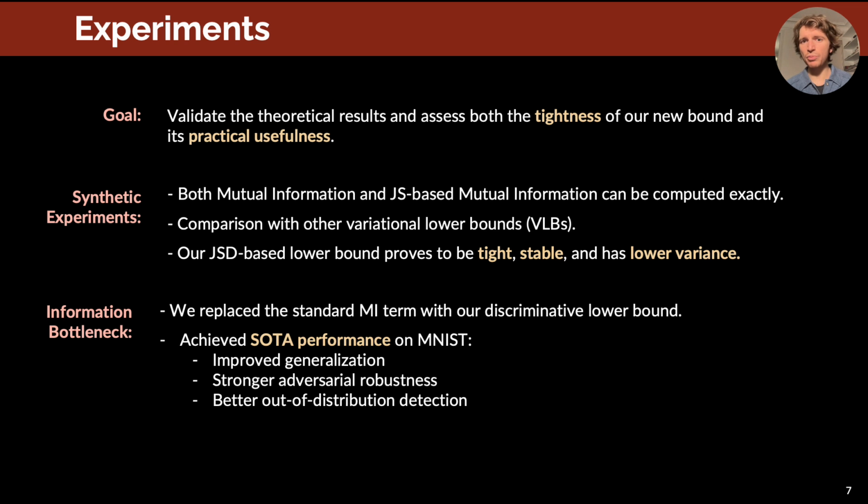Finally, we demonstrated the practical value of our approach in the information bottleneck framework. When replacing the standard mutual information term with our discriminative lower bound, we achieved state-of-the-art performance on the MNIST dataset, improving generalization, adversarial robustness, and out-of-distribution detection.